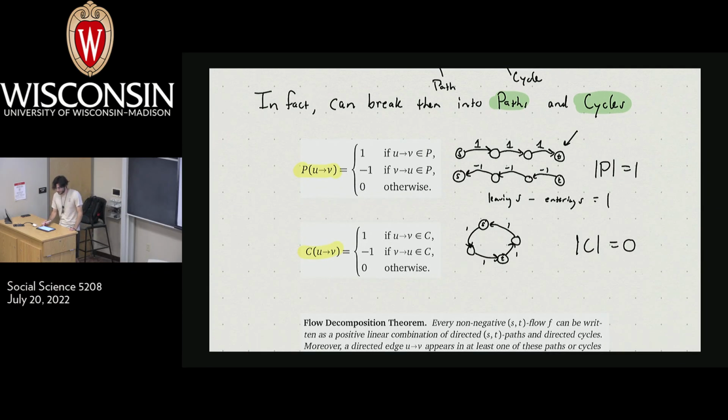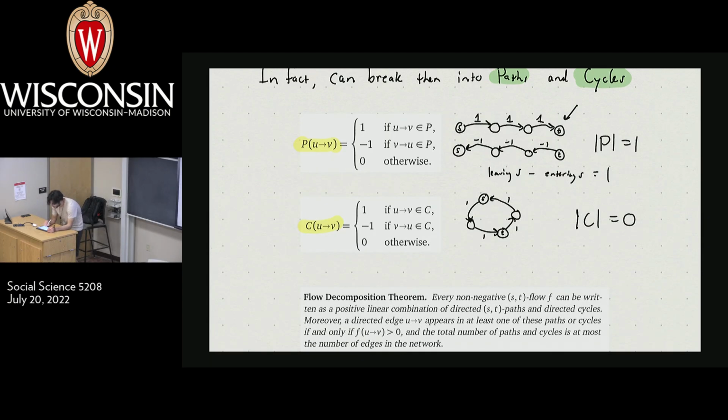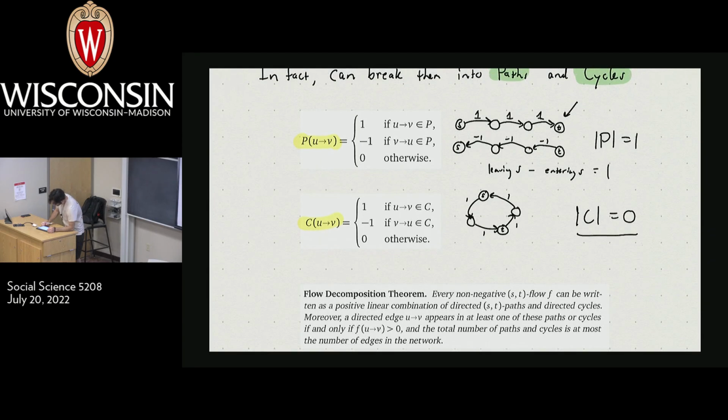Now for cycles, it's basically the same thing. Either your cycle goes in clockwise order or it goes in counterclockwise order, and it's 1 or -1 depending on the orientation. But the important part is the value of the flow is 0 because the amount going in exactly equals the amount going out. And it looks like that, just a cycle. Okay, so any questions on what these are?